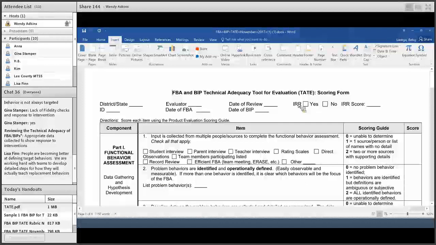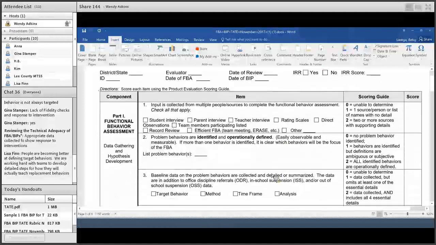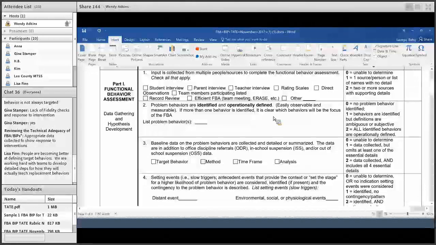The second one, number 2, is now looking at whether or not we have identified and defined the problem behavior. When you look at the rubric, it's going to give you some notes and hints on what to look for. One of the things is you may have to look at the hypothesis on your FBA to make sure that the problem behavior they identified as the concern is also the problem behavior that they put in the hypothesis.